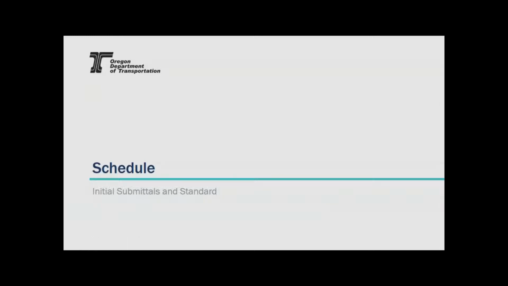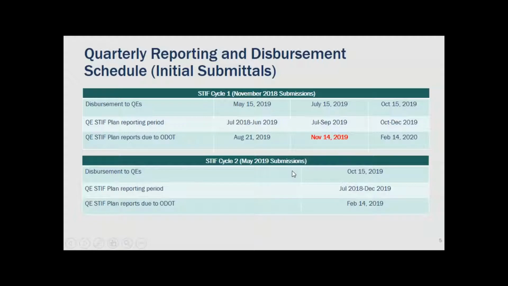So the schedules that we're going to discuss are the initial submittals and the standard schedule, which you may be familiar with from our May and July grant management training webinars. For the initial submittals, those are the ones who are Cycle 1 and Cycle 2. November 28 was the submission for Cycle 1, and May 2019 was the submission for Cycle 2.